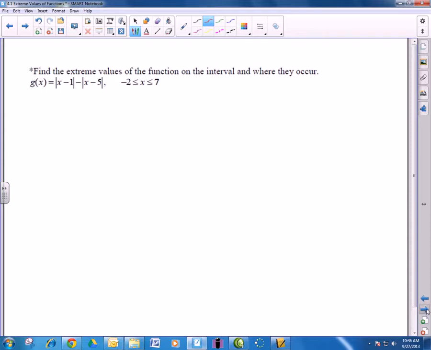Anyway, let's go ahead and try a different style of problem. This one is going to be pretty tricky to graph on your own. But we can go ahead and graph it on a calculator and look at it. But let me go ahead and sketch that for you here.